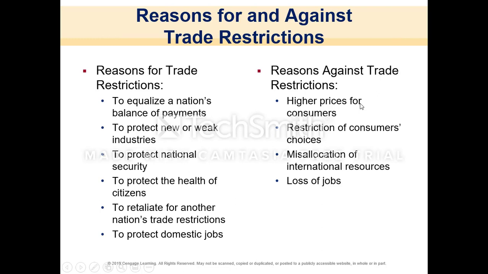Here are some reasons for and against trade restrictions. And really, the bottom line is you either believe in free trade or you are a nationalist, which is somebody that does not believe in free trade and believes in limiting trade as much as possible.